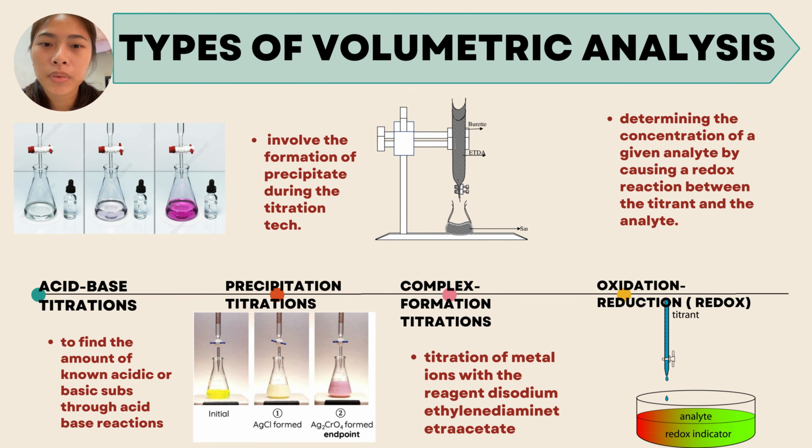Here, we have four types of volumetric analysis. Firstly, we have acid-base titration to find the amount of acidic or basic substance through an acid-base reaction. Secondly, we have precipitation titration, which involves the formation of a precipitate during the titration technique. Thirdly, we have complex formation titration, the titration of a metal ion with the reagent disodium ethylenediaminetetraacetate. Lastly, we have redox, which determines the concentration of a given analyte by causing a redox reaction between the titrant and the analyte. So our group chose acid-base titration for this topic.